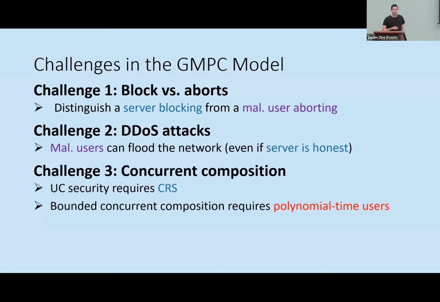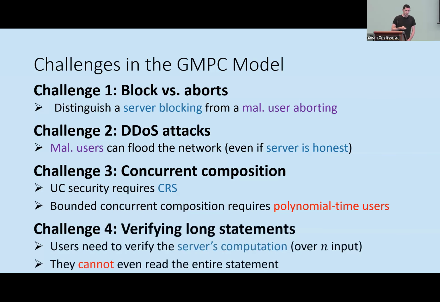Our third challenge is about concurrent composition. There are going to be a lot of protocols running concurrently. So we need to argue that they're still secure even when they're composed in such a way. So you might say, okay, just use UC, but UC requires a CRS, which we don't assume. And there are also other security notions such as bounded concurrent composition, which probably requires the users to be polynomial time, which again, we don't assume.